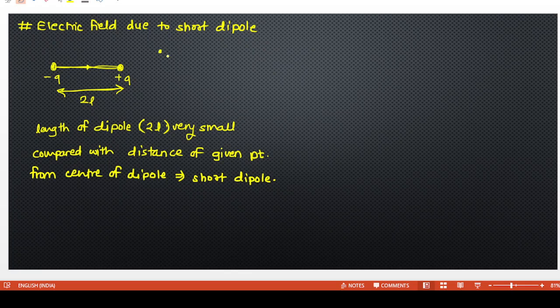You can take this as given point Z. Distance of given point from the center of the dipole, you can take this as R. And you can say this distance R is very large compared with the length of the dipole, then your dipole becomes a short dipole.